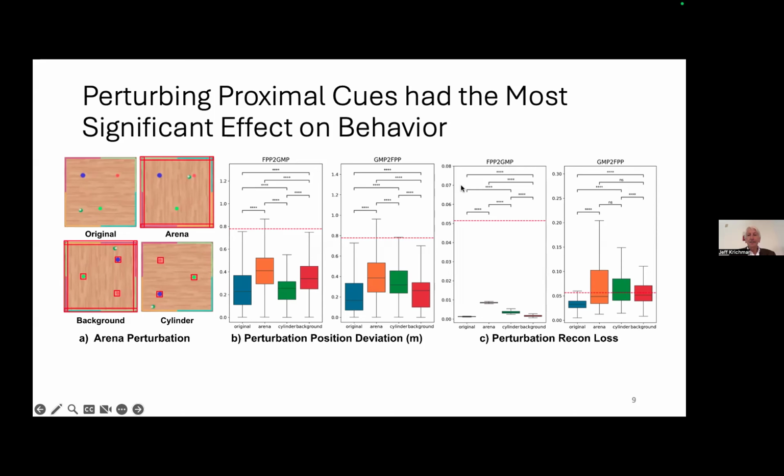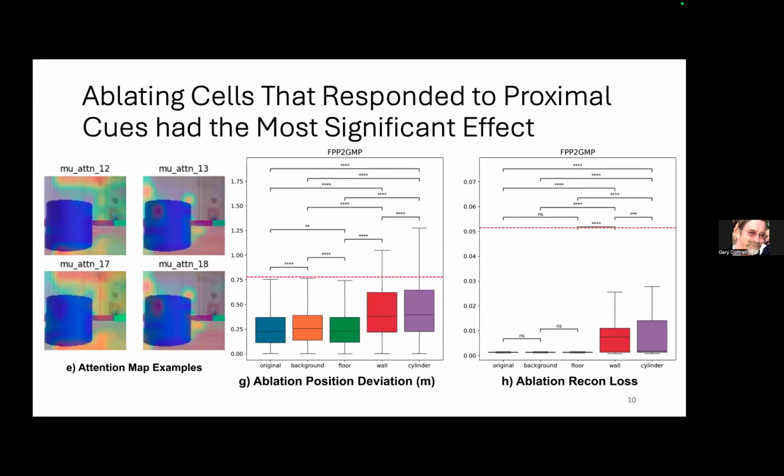Now nicely, because it's a model, and we had the attention block, we could actually look at the latent variables, and these are just some attention maps, to see which features these latent variables were responding to, and then ablate those particular things, like you would ablate very specific cells. And if we did that, then you really see the effect that if you ablate cells that are cueing off the wall of the cylinder, then the error in decoding position goes way up, and the reconstruction loss also goes way up too. So it really shows that the proximal cues are what's important here.